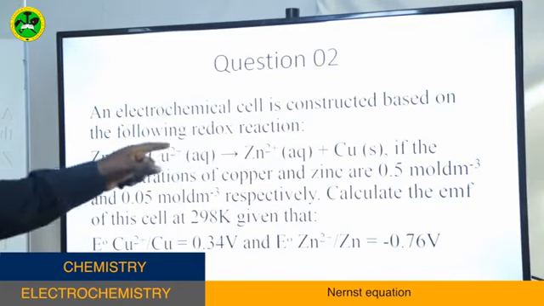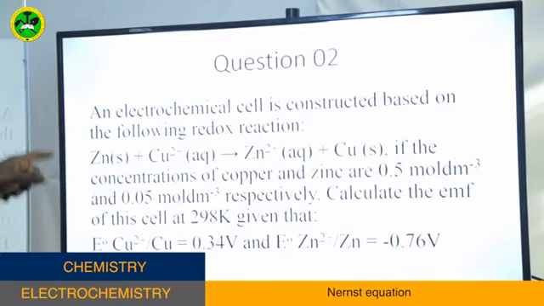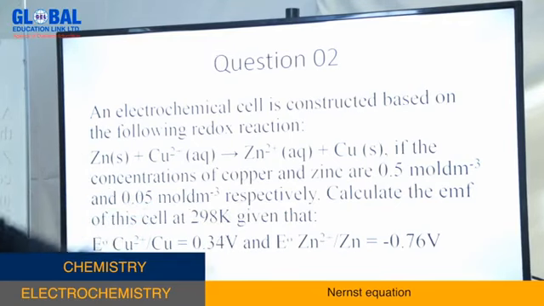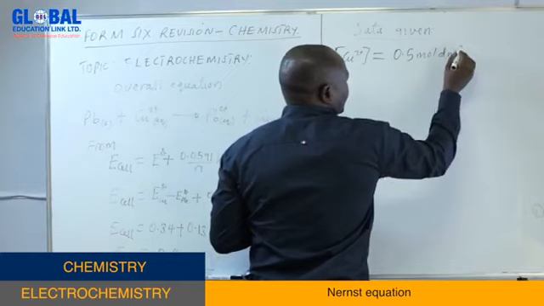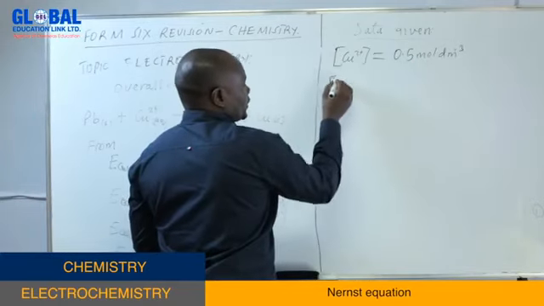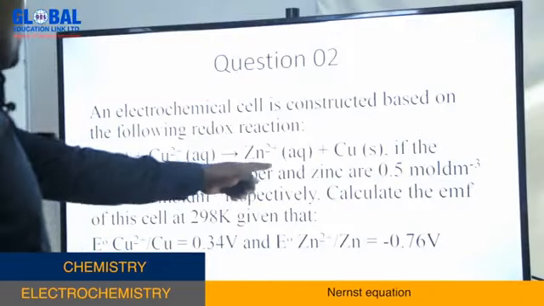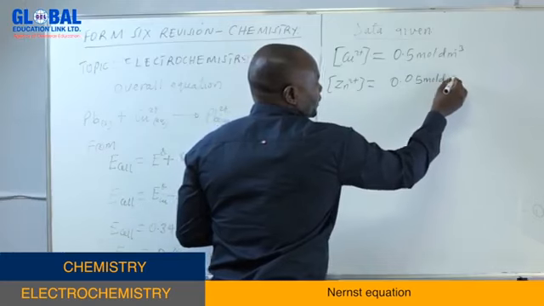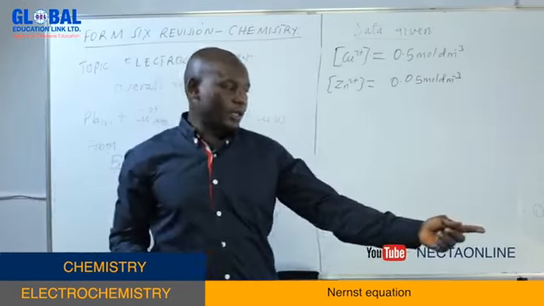So, the data given: we have the concentration of copper, which is 0.5 moles per decimeter cubed, and also the concentration of zinc, which is 0.05 moles per decimeter cubed. But there are also standard electrode potentials given.